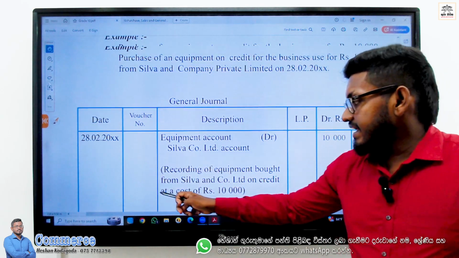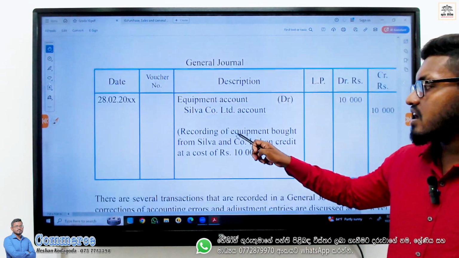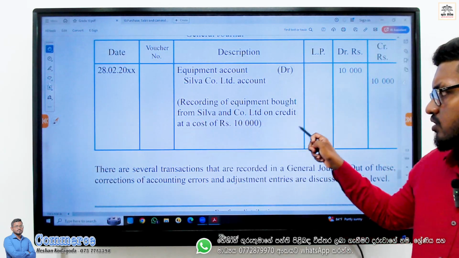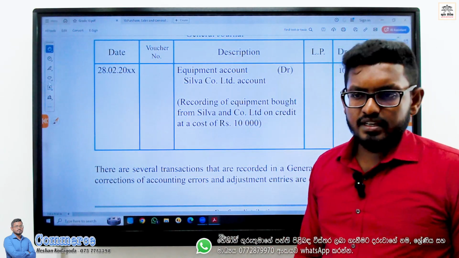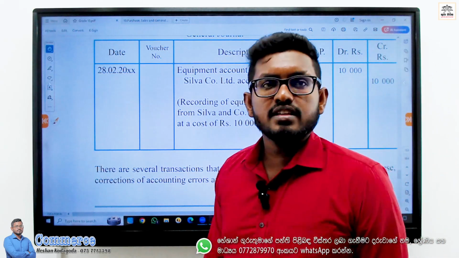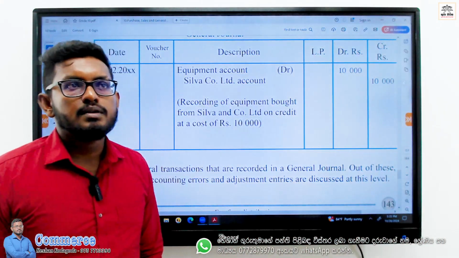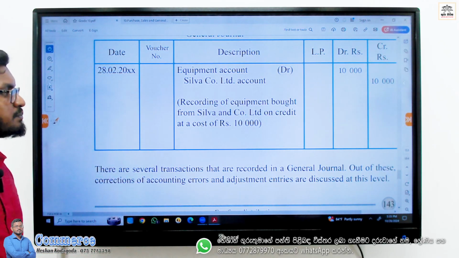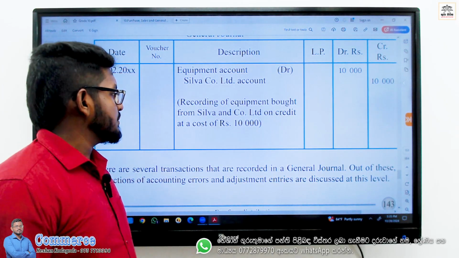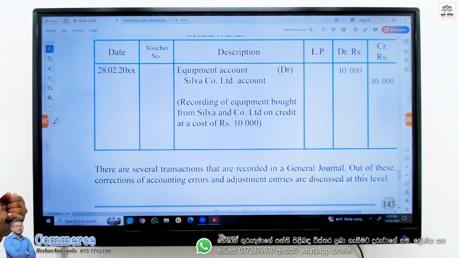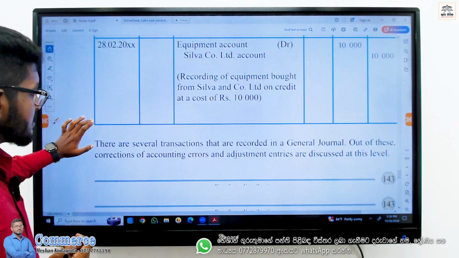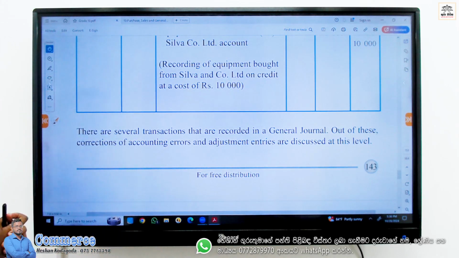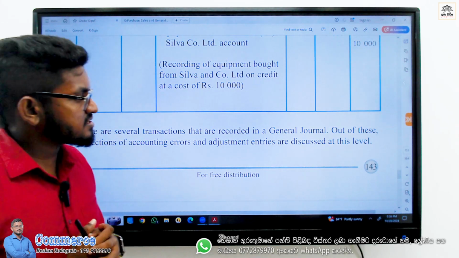And this is a narration. We need to describe the transaction briefly. Usually in the exam, describe it in about two lines. Other primary books did not have such a narration, did they? Right? Recording of equipment bought from Silva and Company Limited on credit at a cost of 10,000. There are several transactions that are recorded in the general journal. Out of these, correction of accounting errors and adjustment entries are discussed here.